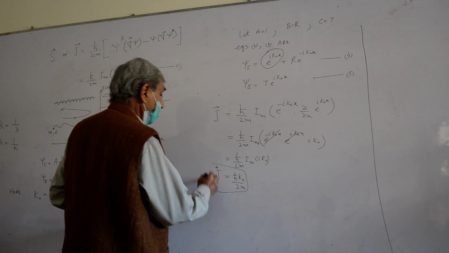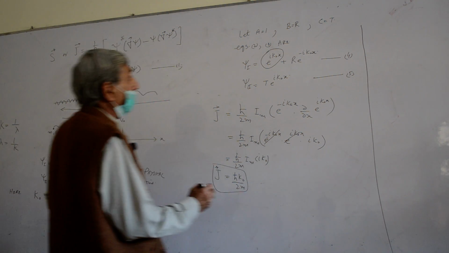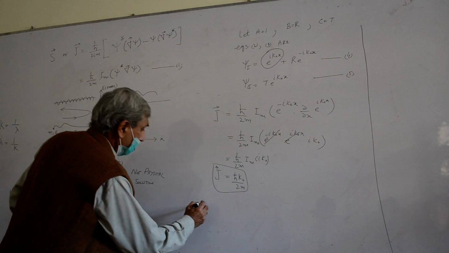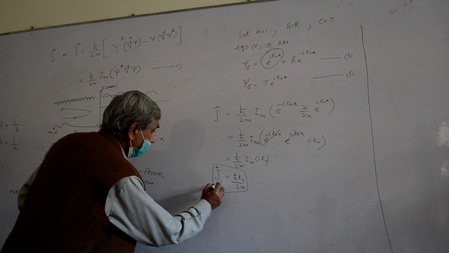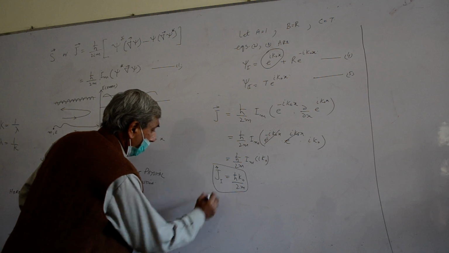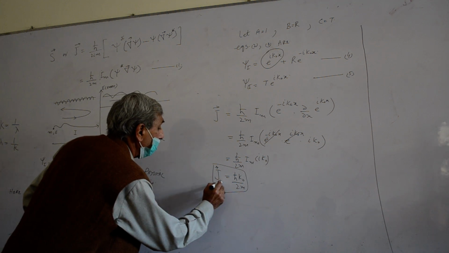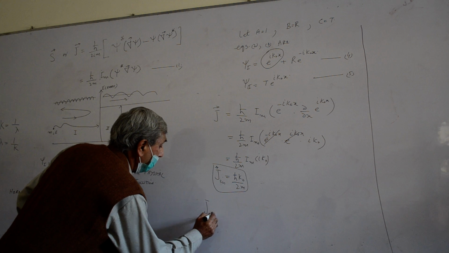Now the probability current of the reflected particle will be, let's say, J incident and J reflected.